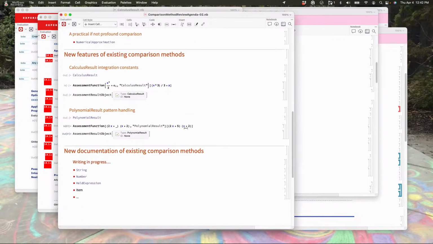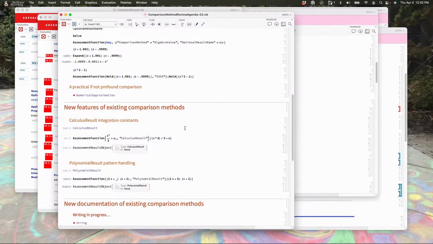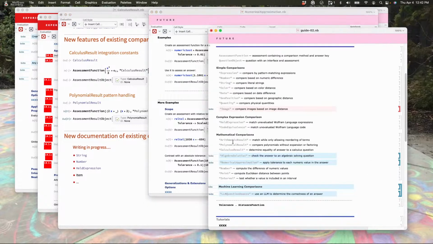All right, so that's all of the new features. And then the rest of the agenda was purely talking about documentation. Right now for this listing, we only have pages for these three, and we are writing pages for the rest of them for 14.1.